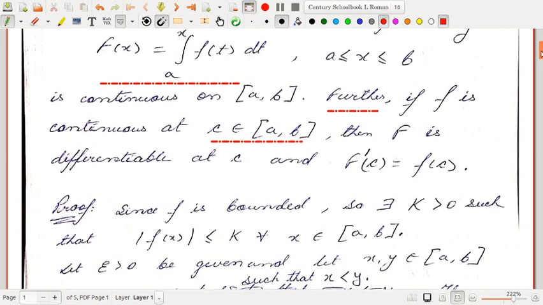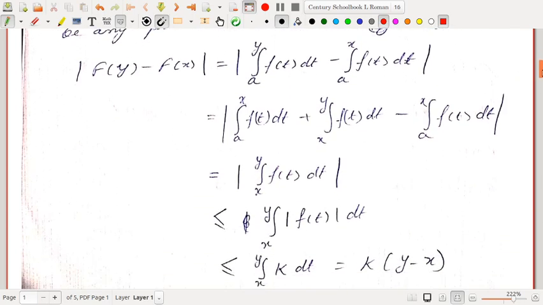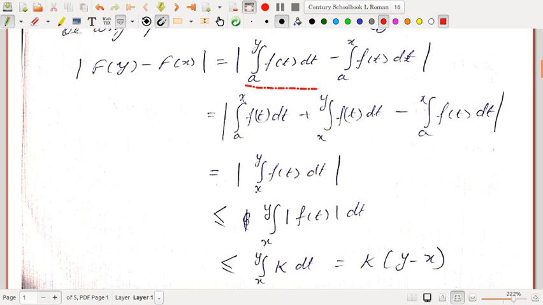So let us see how to prove it. We will use some concepts that we had done in the earlier lecture. Since f is bounded, there exists a k greater than 0 such that |f(x)| ≤ k for every x in [a,b]. We start with any epsilon greater than 0 and let x, y belonging to [a,b] be any points, such that x is less than y. Then we compute the difference F(y) minus F(x). F(y) is the integral from a to y of f(t) dt, and F(x) is the integral from a to x of f(t) dt.